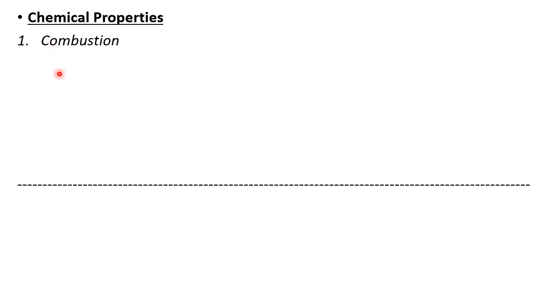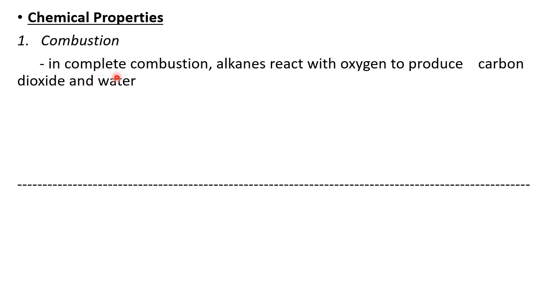Then the chemical properties, we have combustion. So chemical properties, as you know from chemical reactions, so we have combustion. So alkanes can take part in combustion, and it can take part in 3 kinds of combustion. It can take part in complete combustion and incomplete combustion. So the first one is that in complete combustion, alkanes react with oxygen to produce carbon dioxide and water.